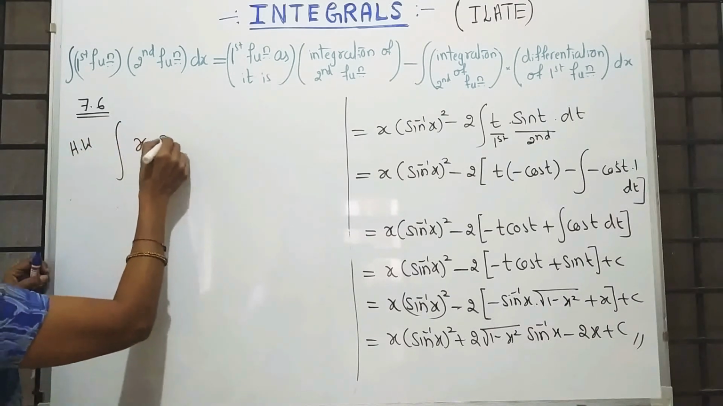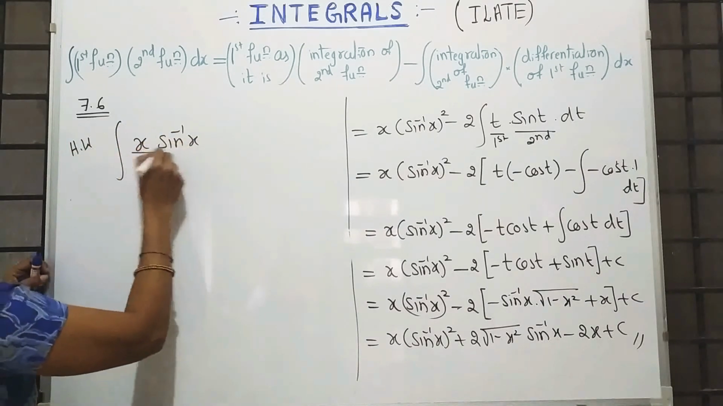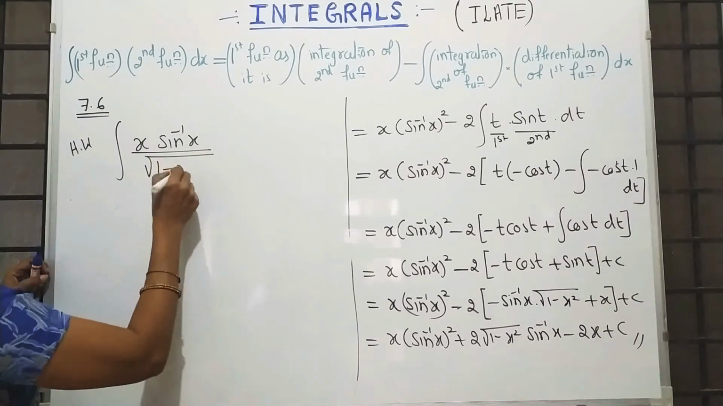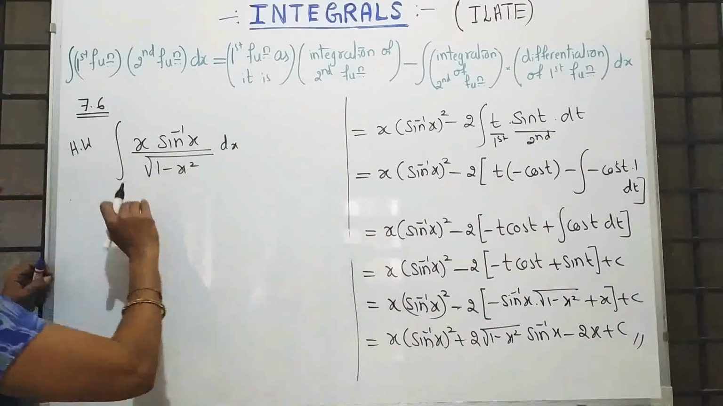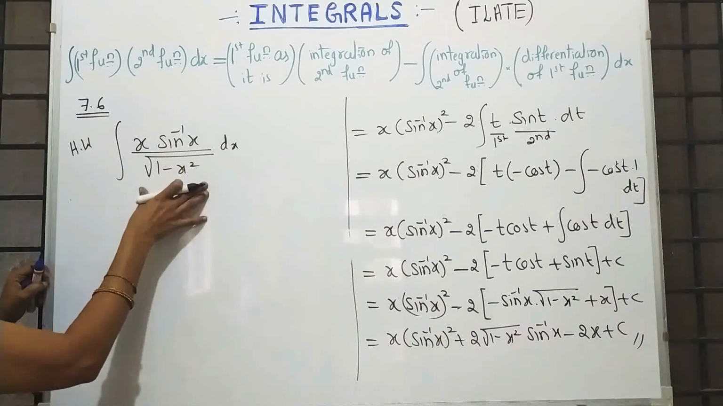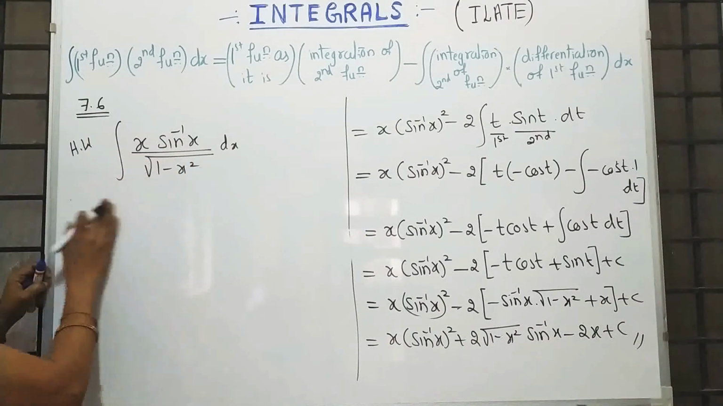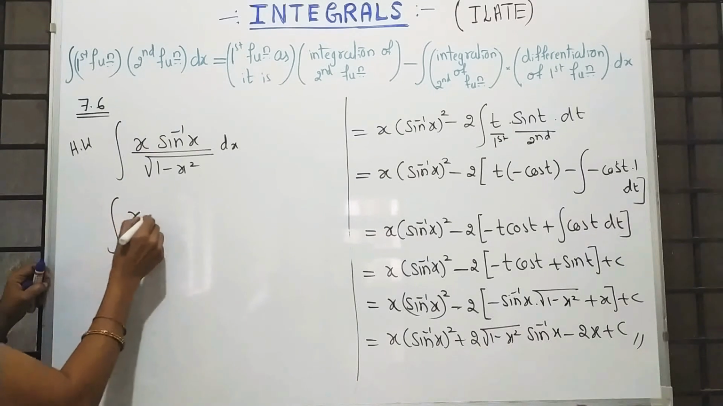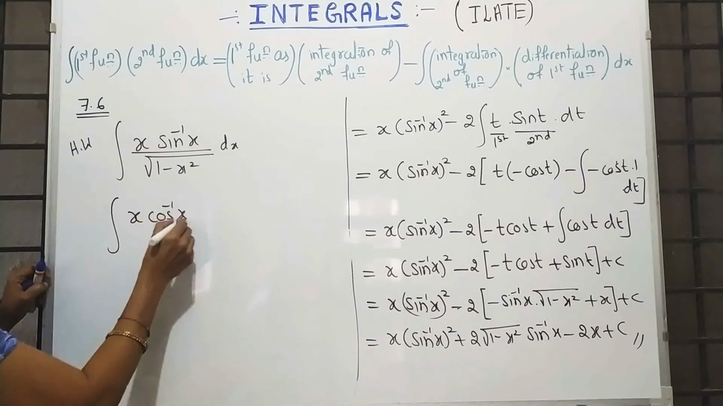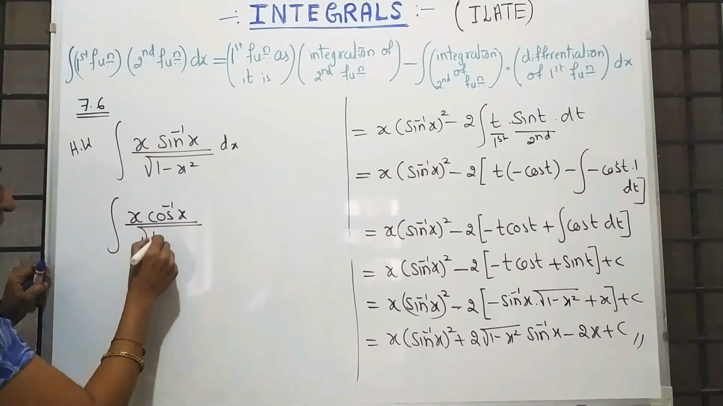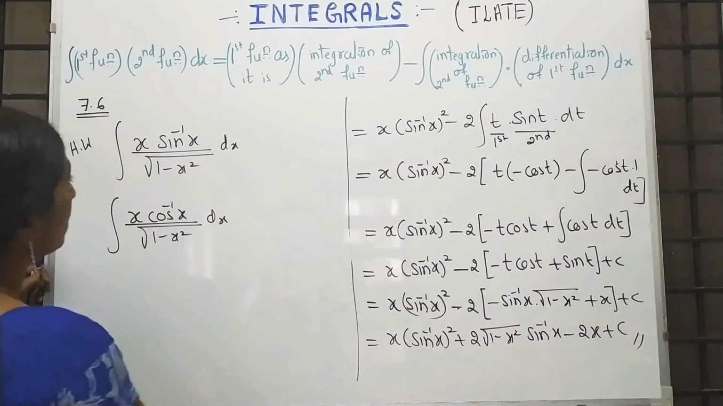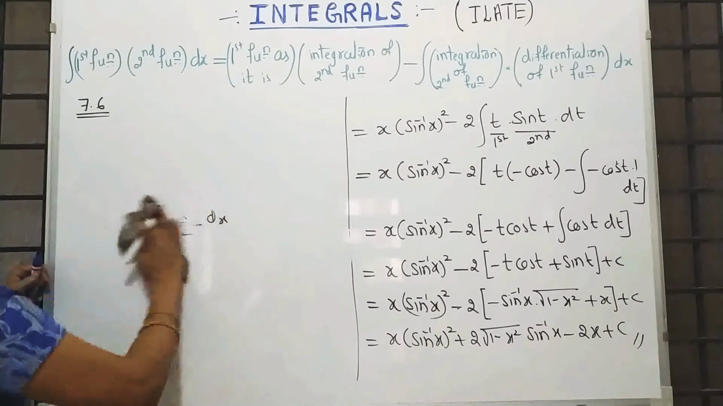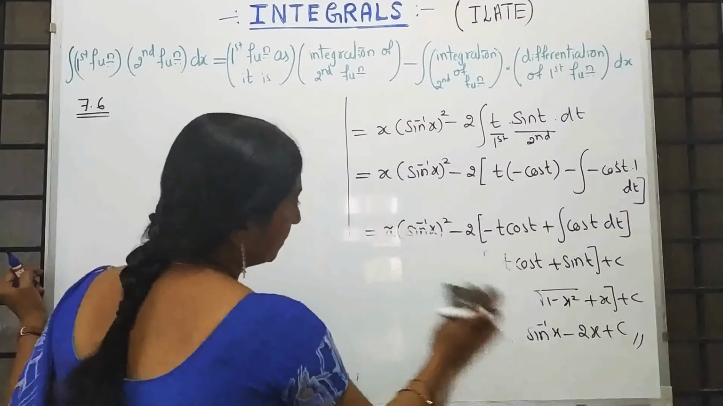Integration of x into sin inverse x upon root of 1 minus x square. In the similar sum, go back and see, somewhere we have this term. So refer to that term and solve. One more is x into cos inverse x divided by root of 1 minus x square. These two sums as homework. Moving to the next example.